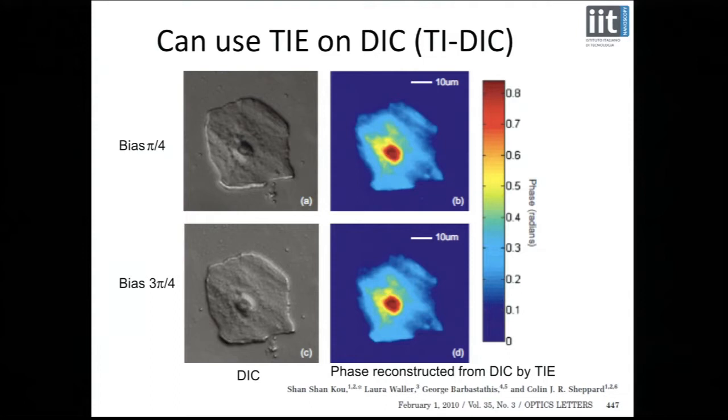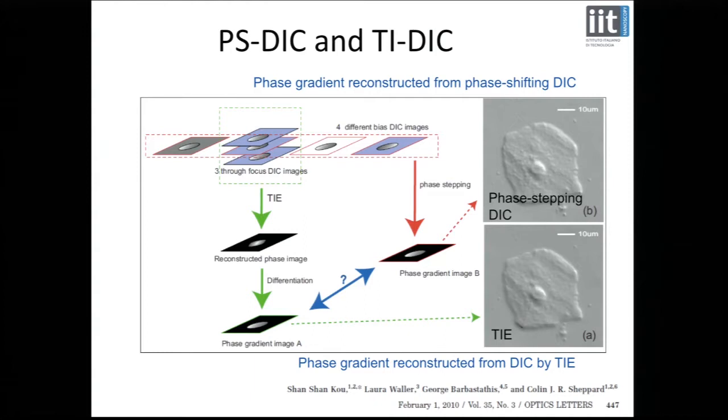And this led to a rather amazing experiment we did, where we did both on the same sample. So we've got this sample, we take four images, and we do this phase shifting DIC on it, and get this image. And we take three defocus measurements, and we do TIE on it, transport of intensity equation, and we recover the phase, and we get this image. So these are two reconstructions of the same object performed actually on different data because they're on these three and on these four. But you see amazingly good similarity between those two reconstructions.